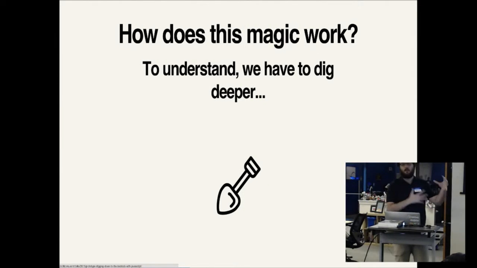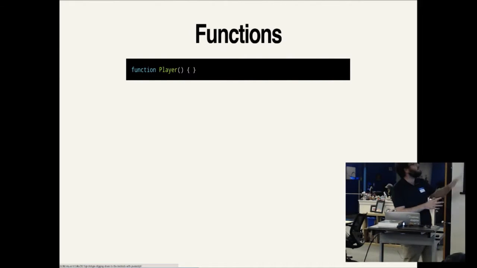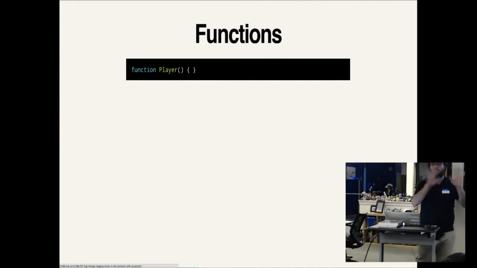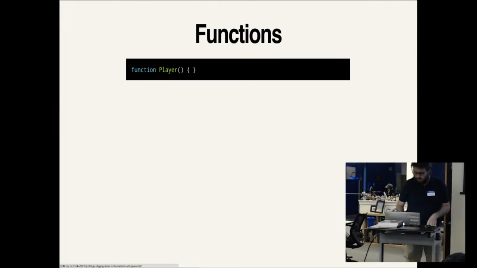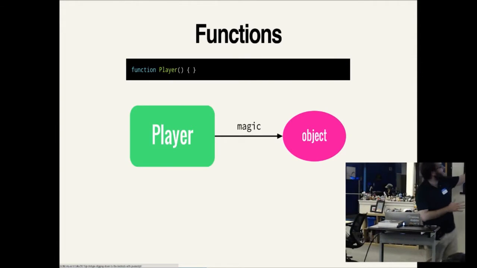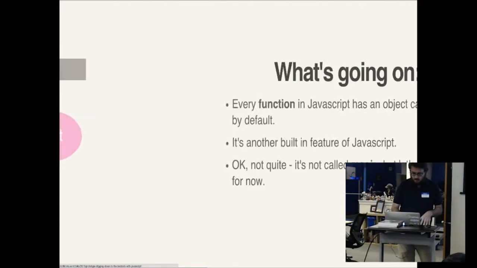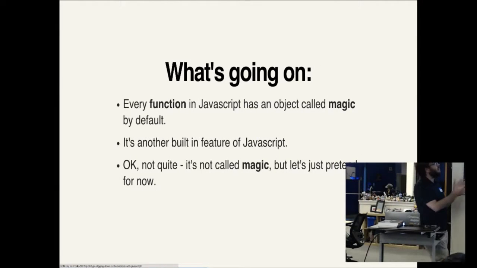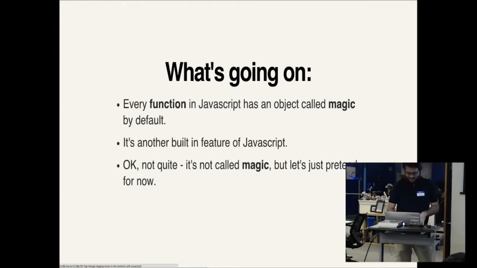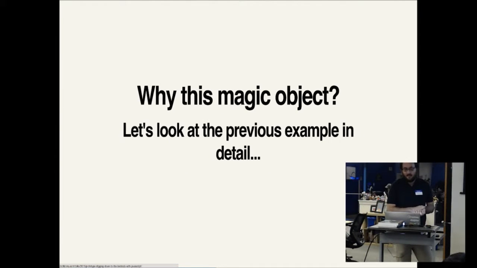Okay, so how does this magic property work? Well, let's dig deeper to figure that out. So let's boil away our constructor function. We just have now a simple function that does nothing. And here's what we get. We get this function called Player, and for some reason, it just comes with this magic object automatically. So what's going on? By default, every function in JavaScript has an object called magic. It's built into the language. And again, it's not actually called magic, but just stick with me. It does exist, it just has a different name.